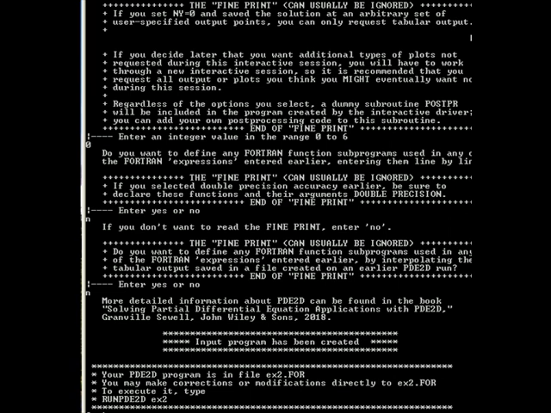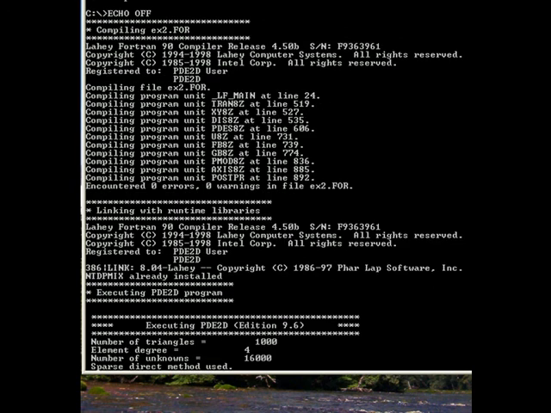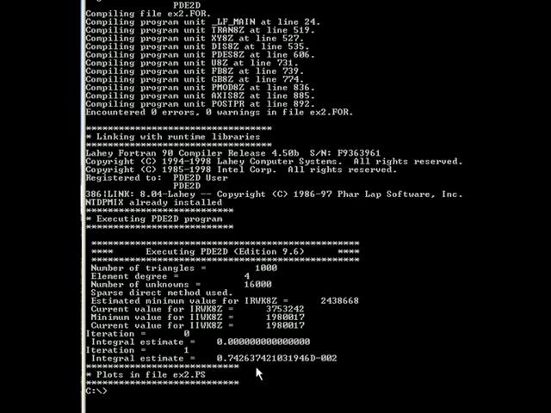Okay, we're going to try running it again, and good chance it won't work, but we'll fix it if it doesn't. 16,000 unknowns, and there's the integral. Remember, that's the integral of m squared, and that's exactly what the book says it is, 0.007426, so it seems to be working fine. Let's look at the plots using Ghost View.